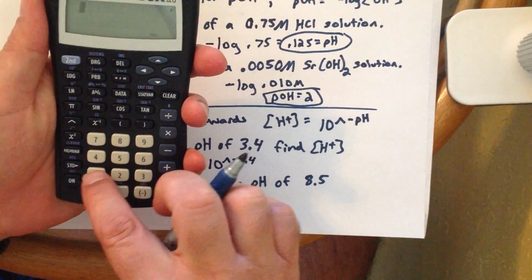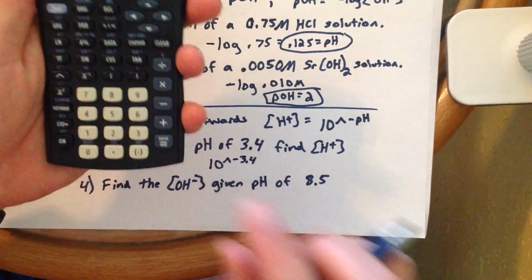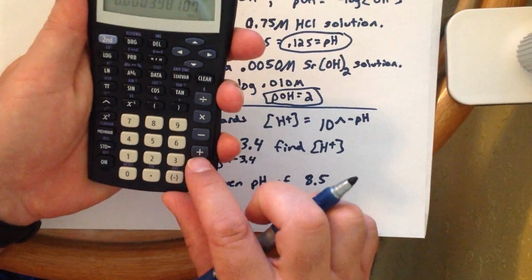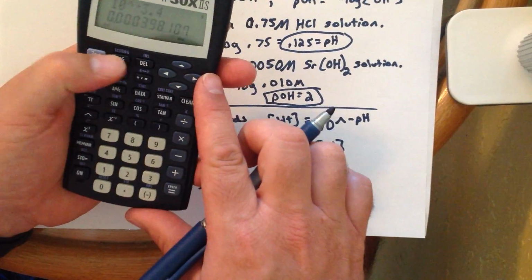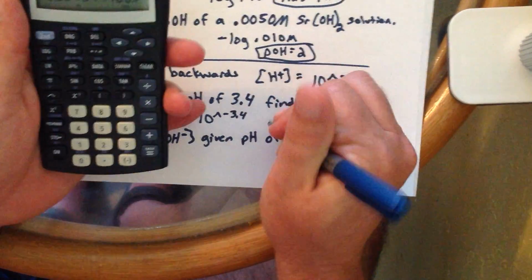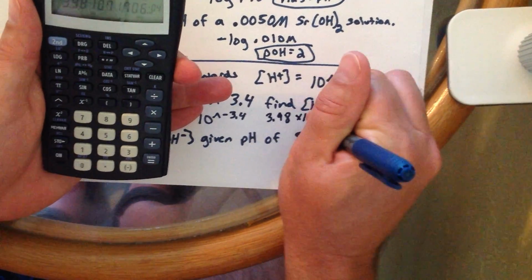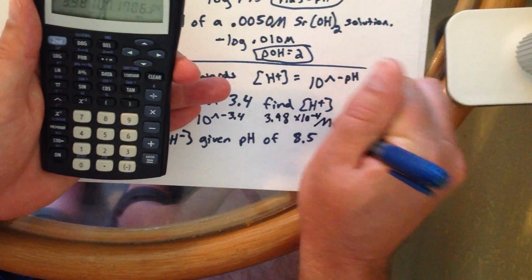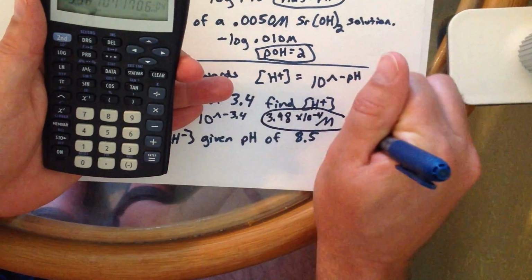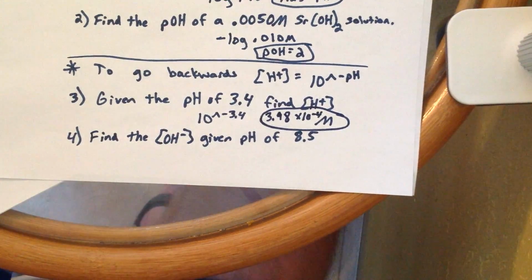10 caret negative 3.4. Enter. If you don't want to count zeros, second EE, and that will give you the concentration of 3.98 times 10 to the negative 4th molar. And that is the H plus concentration. Okay, that was pretty good.